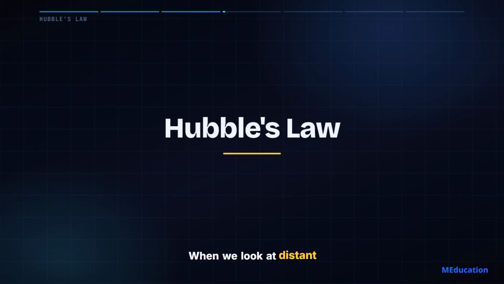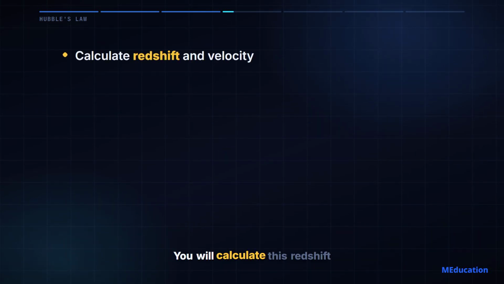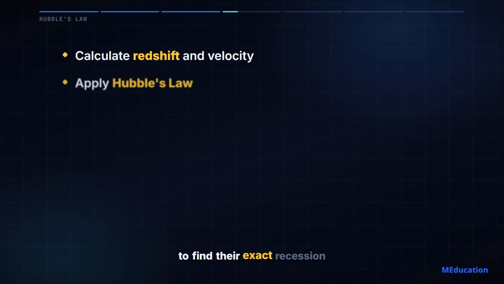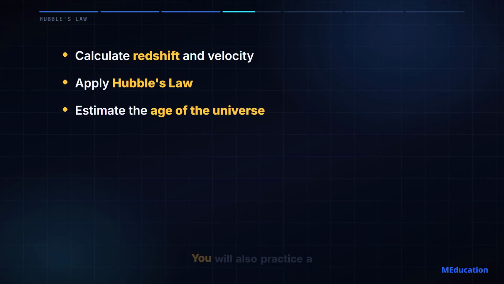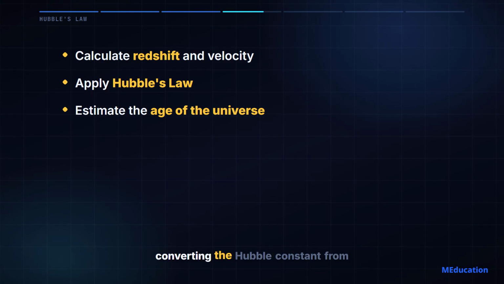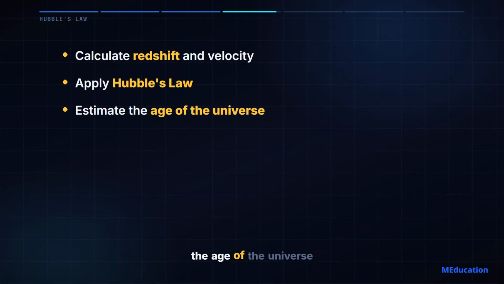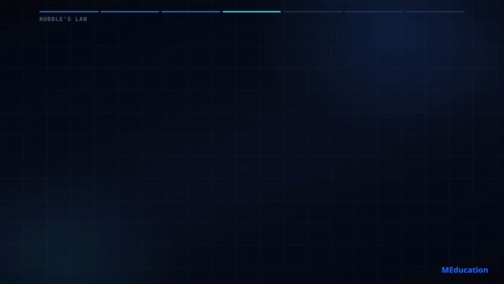When we look at distant galaxies, their light is stretched or redshifted. You will calculate this redshift to find their exact recessional velocity. This leads directly to Hubble's law, proving that the universe is expanding uniformly in all directions. You will also practice a crucial high-level exam skill, converting the Hubble constant from astronomical units into SI base units, allowing you to estimate the age of the universe in seconds.